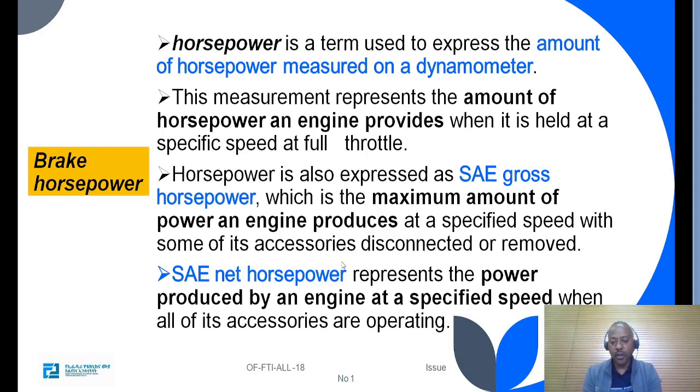Horsepower is also expressed as SAE gross horsepower, which is the maximum amount of power an engine produces at a specified speed with some of its accessories disconnected or removed. SAE net horsepower represents the power produced by an engine at a specified speed when all of its accessories are operating.